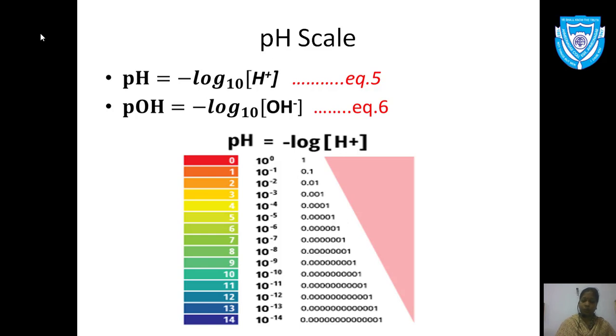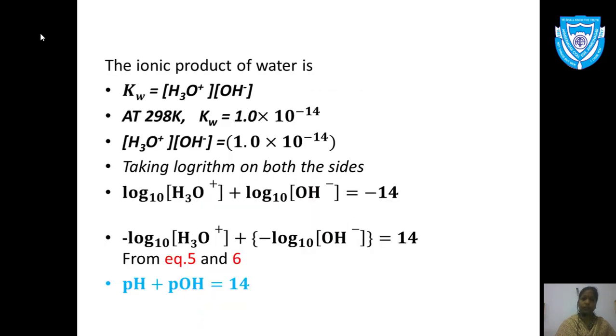Now in the same way we can also calculate the pOH, but for that you must know the relationship between the pH and the pOH. For the relationship between the pH and pOH, we have to use the equation, that is Kw is equal to concentration of H3O plus into concentration of OH minus. So we know that at 298 Kelvin, the value of Kw is 1.0 into 10 raised to minus 14.